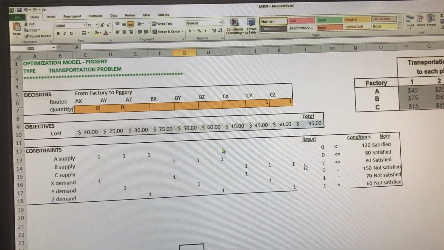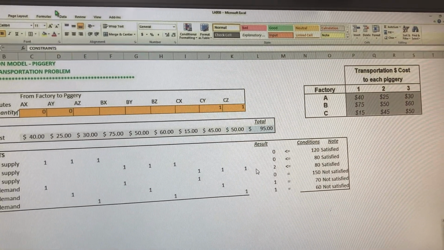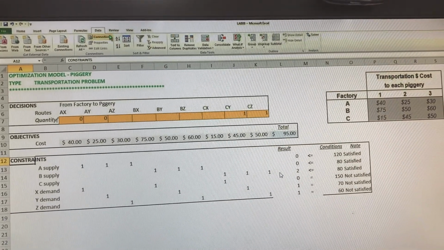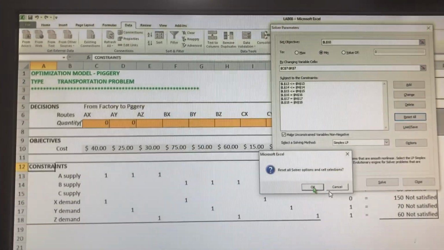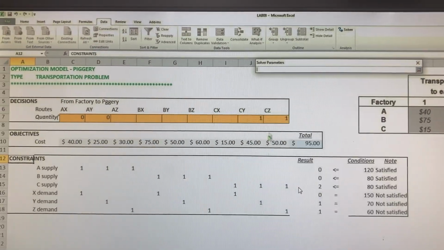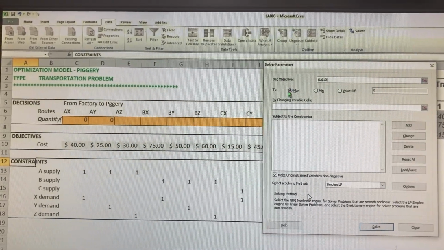So now we have everything that we need: decision, objective, and constraint. All we need to do is to do the solver. Click on data, solver. Okay. Now the objective is the total cost. Should we maximize the total cost?